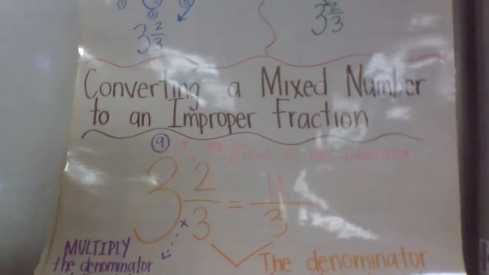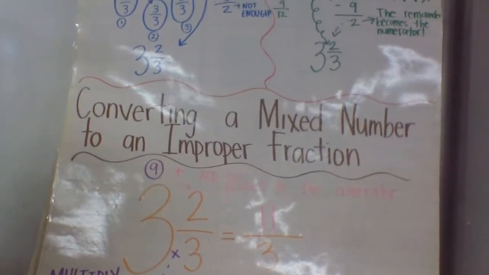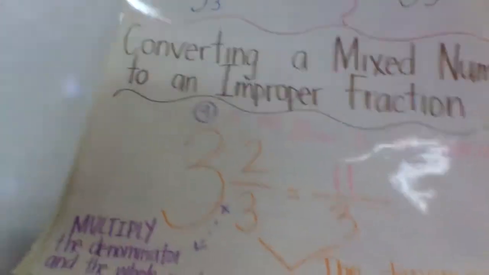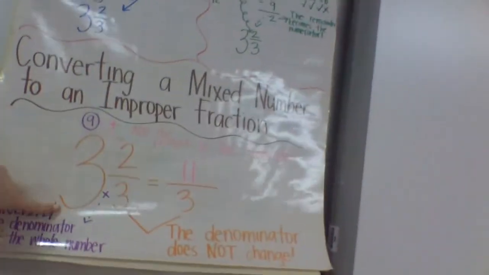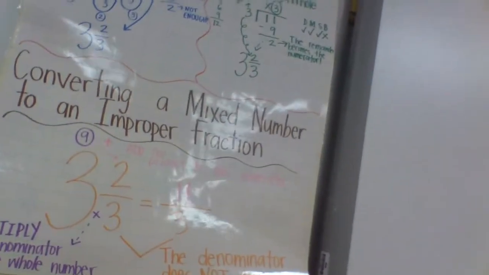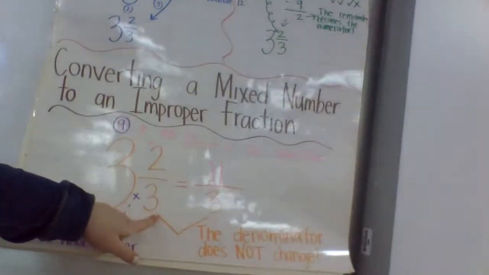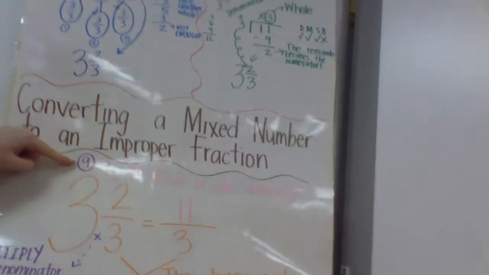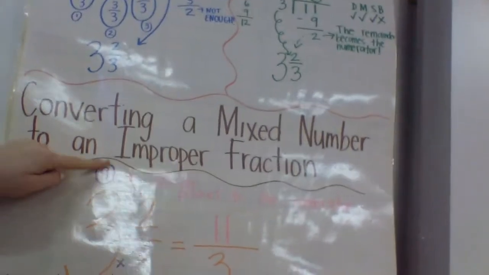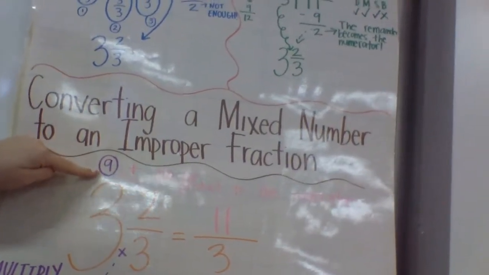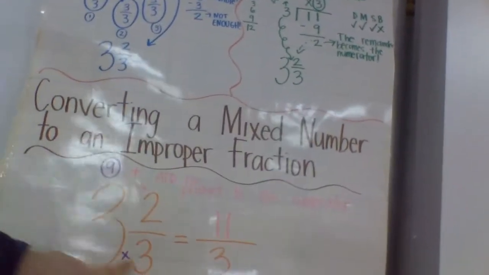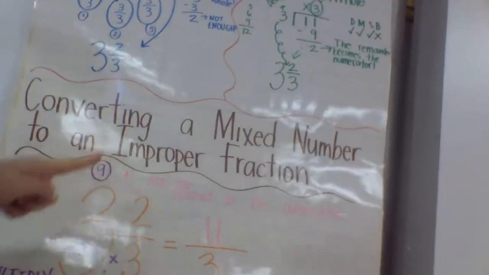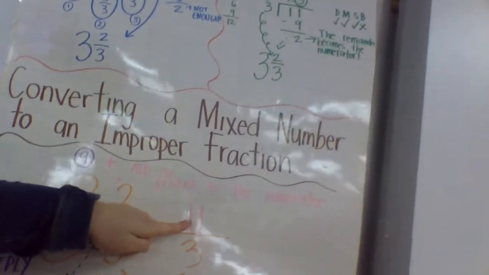Sometimes you might be asked to convert a mixed number to an improper fraction. If this happens, this is much simpler. This is the easier one to do. If we have 3 and 2 thirds, it's just 2 steps. First, you multiply your denominator by your whole number. 3 times 3 equals 9. You put that up top. Then you're going to add it to your numerator. So 9 plus 2 equals 11.